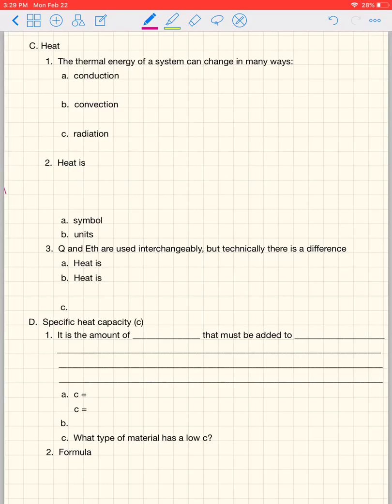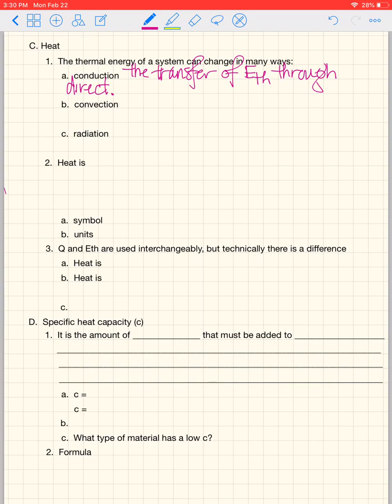I can change it through conduction, which is the transfer of thermal energy through direct contact. Think of an example of this, and probably one that comes to mind right away, and you can write it down if you need to, is when I want to boil water. I turn on the stove, the burner gets hot. I place the pan with the water in it on the burner, and by direct contact, the thermal energy goes from the burner to the pan to the water.